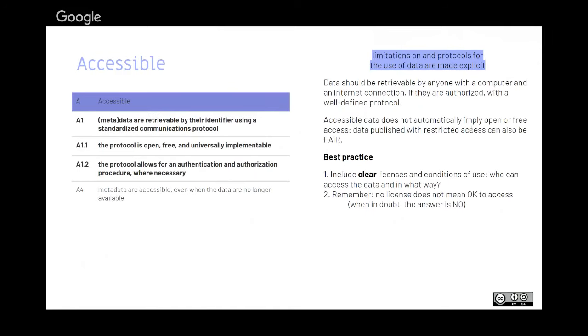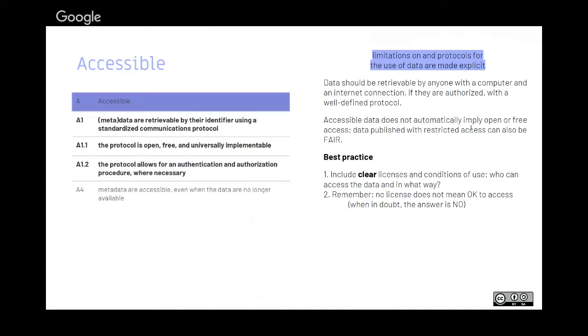Basically, the first principle, which is A1, which is then scattered in 3 little pieces. This means that everyone, if it's authorized, so keep this in mind because we will go back to this in a second, anyone with a computer and an internet connection, with a well-defined protocol that you publish, can have access to your data. This does not mean that your data is open. You can also publish data with restricted access, and they can still be accessible. They can still be FAIR.